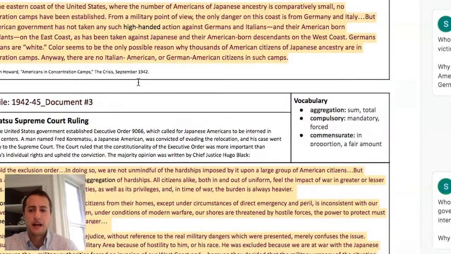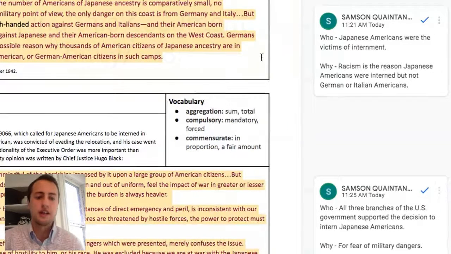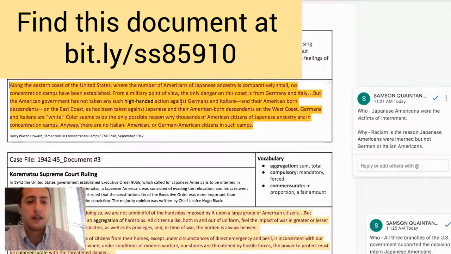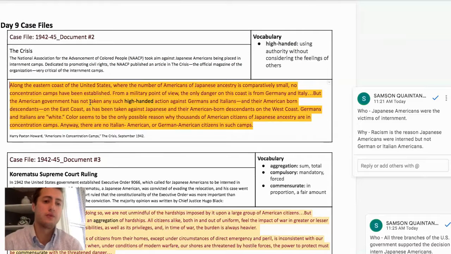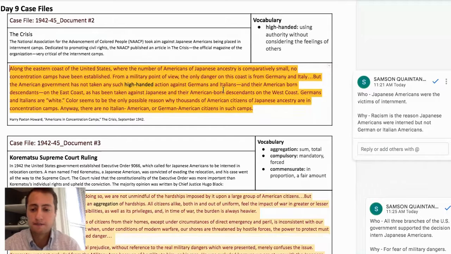What I did here is add some answers that you can get out of the documents. These are by no means exhaustive, but there are some things that students can get from the documents as they read them. If you access the link provided on the screen, these comments will be there for you. When you read the first document, which is the NAACP's take on Japanese internment, you can get who the victim was, why it was happening, or what the real motive was, not the stated motive, which are 2 different things in this lesson.